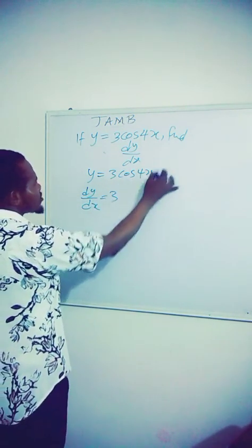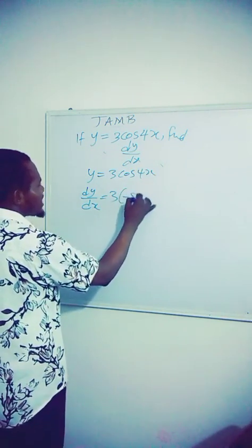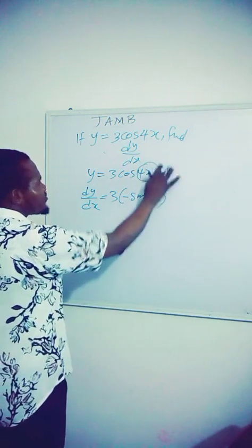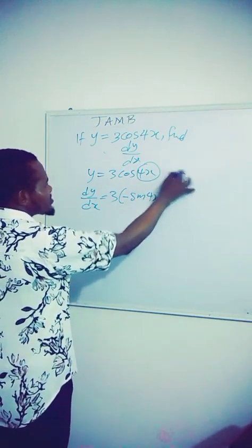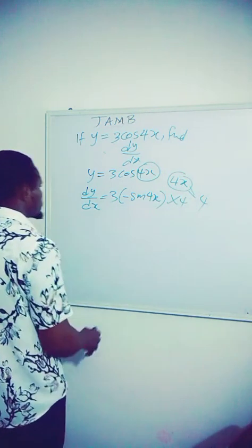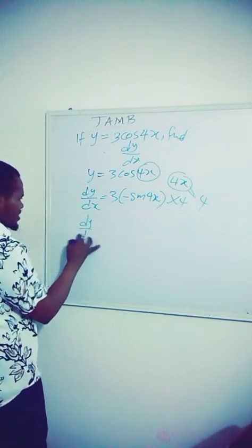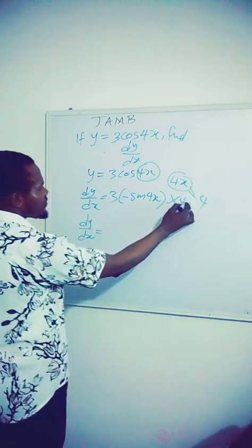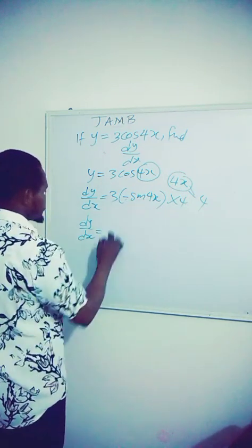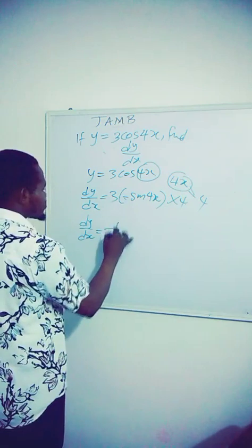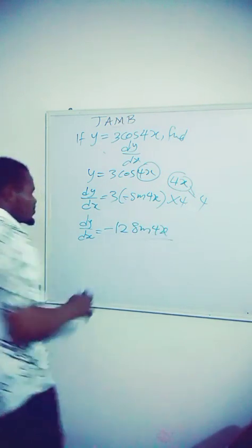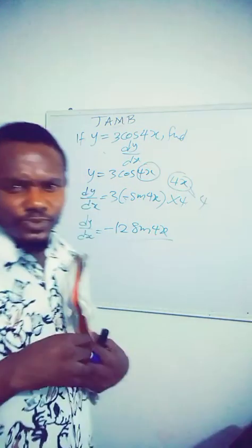When you differentiate cos, it will give you minus sine 4x. But because this angle is not just a single variable, 4x, you have to differentiate this, and it's going to give you 4. So dy/dx will be equal to 4 times 3, that is 12, times negative, minus 12 sine 4x.